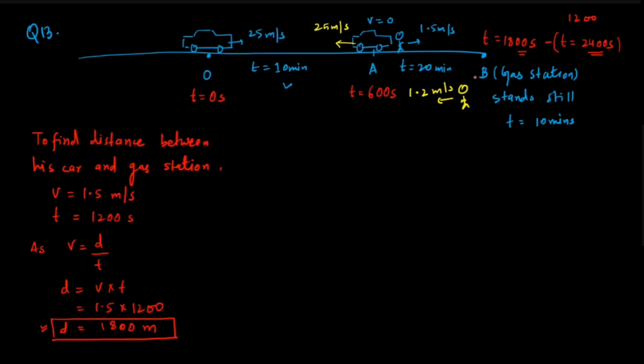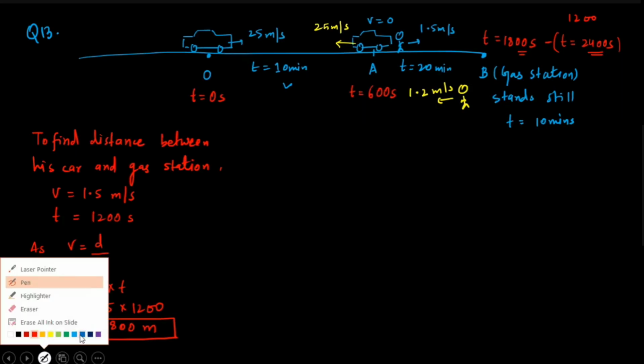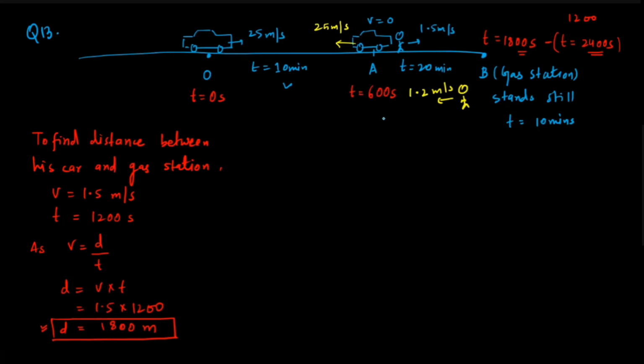Now, we'll try to find out how much time that person took to come back to its car from the gas station. So again, we'll do the same. We'll apply the same formula, but the velocity will be changed. So to find the time the person took to come back to its car, we have its speed as 1.2 meters per second.